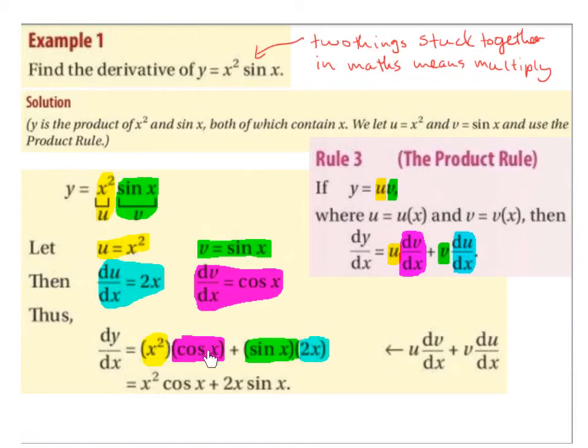So x squared times cos x is x squared cos x, and sine x times 2x is 2x sine x. So the derivative of x squared sine x is x squared cos x plus 2x sine x.